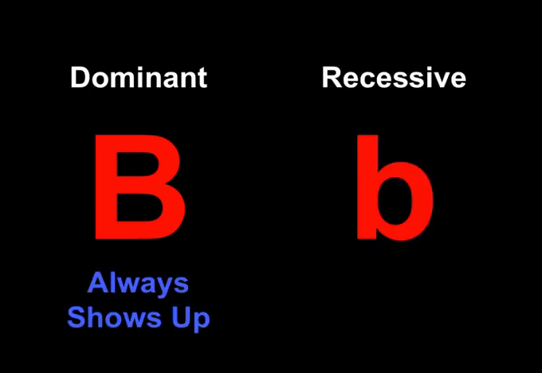Some of those are dominant, and we indicate those with a big letter. And that means that they always show up. And then they could also be recessive, which we show with a little letter, and that means that you have to have 2 of them. Because remember, you always have 2 letters, because you have 2 copies of every gene.